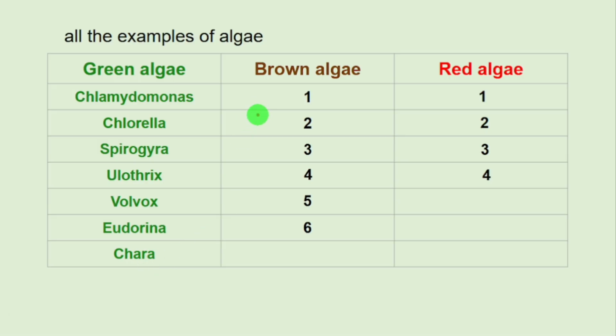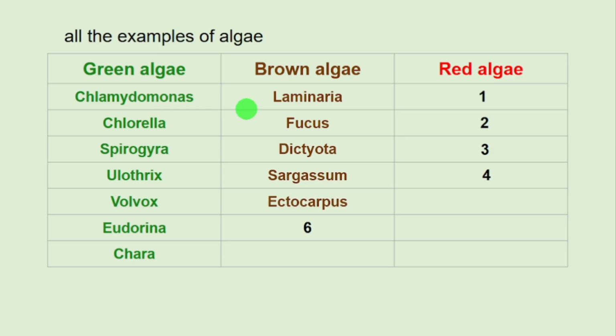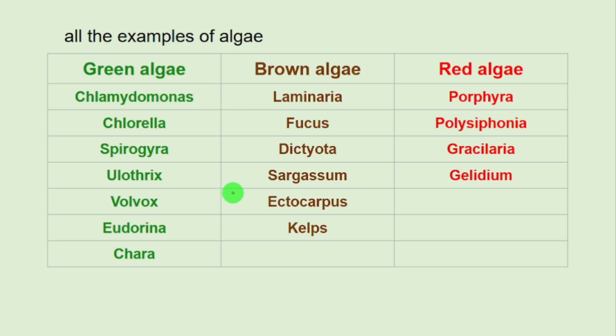Brown algae, number 1, Laminaria. Second, Fucus. Third, Dictyota. Then fourth, Sargassum. Fifth one, Ectocarpus. And sixth, Kelp. And red algae, first one, Porphyra. Second, Polysiphonia. Third, Gracilaria. Fourth, Gelidium. Okay, keep revising all these names and all the features of algae.